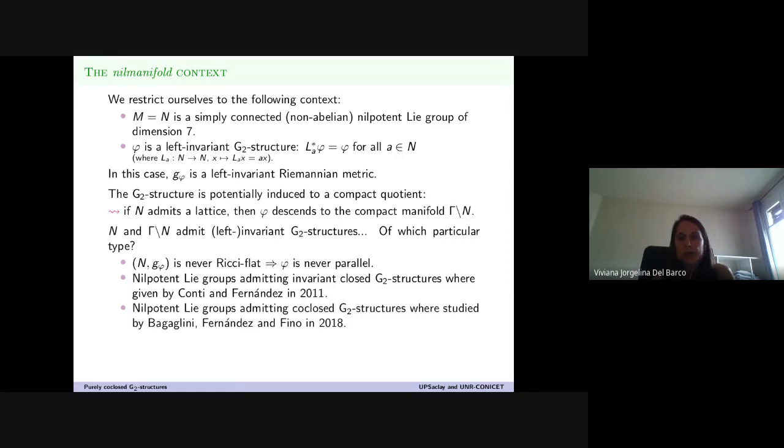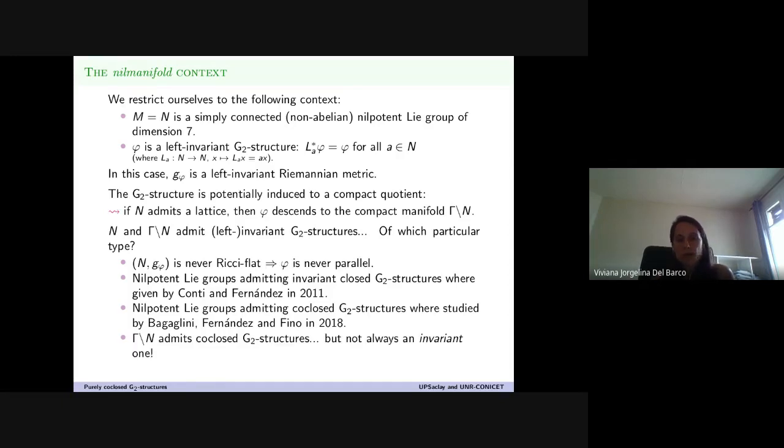What about coclosed in the same context? These were treated by Bagaglini, Fernandez, and Fino in 2011. They studied the Lie algebra isomorphism classes, let's say, admitting coclosed G2 structures, and they treated the general decomposable case and the two-step nilpotent case completely. And they said exactly which are the Lie algebras admitting at least one coclosed G2 structure. And also they studied them in relation to Nilsson metrics. They were interested in whether these metrics, the Nilsson metrics, could be induced by these coclosed G2 structures.